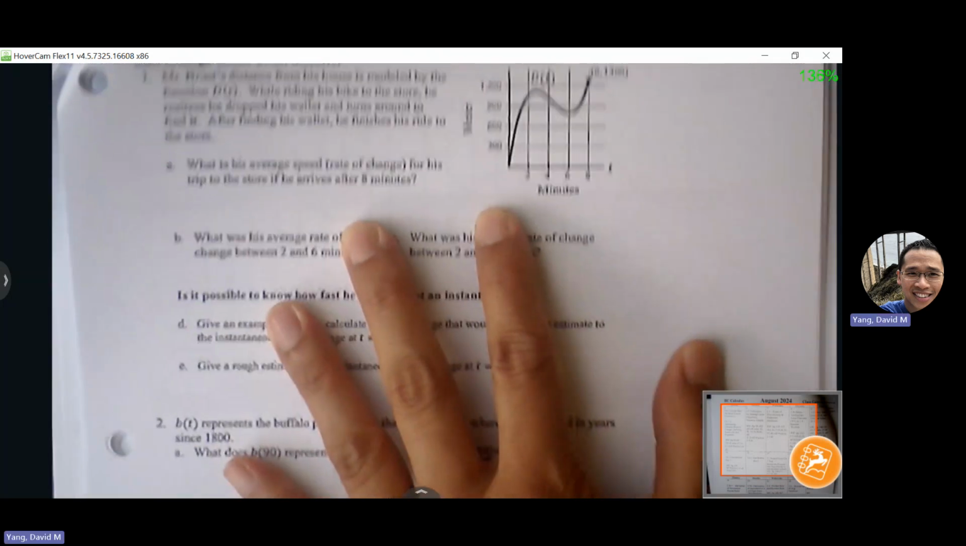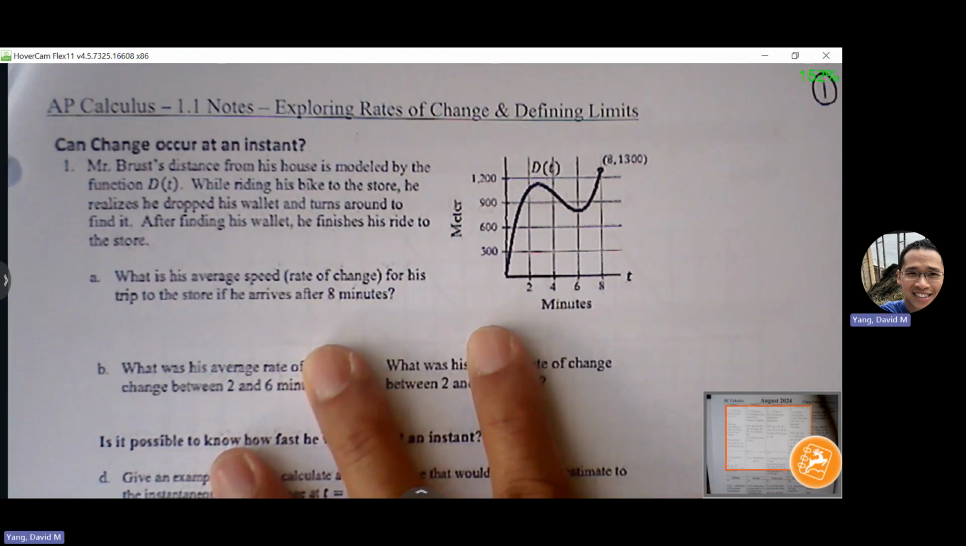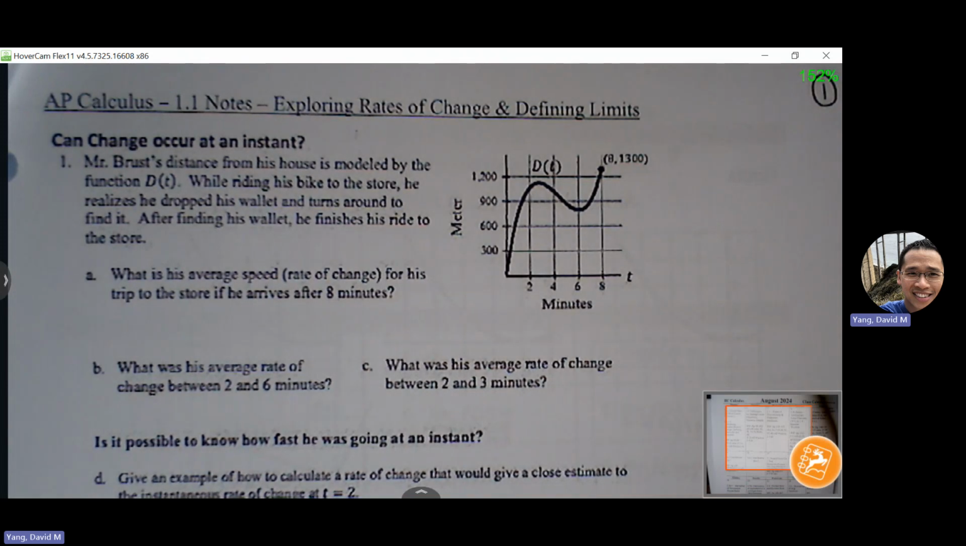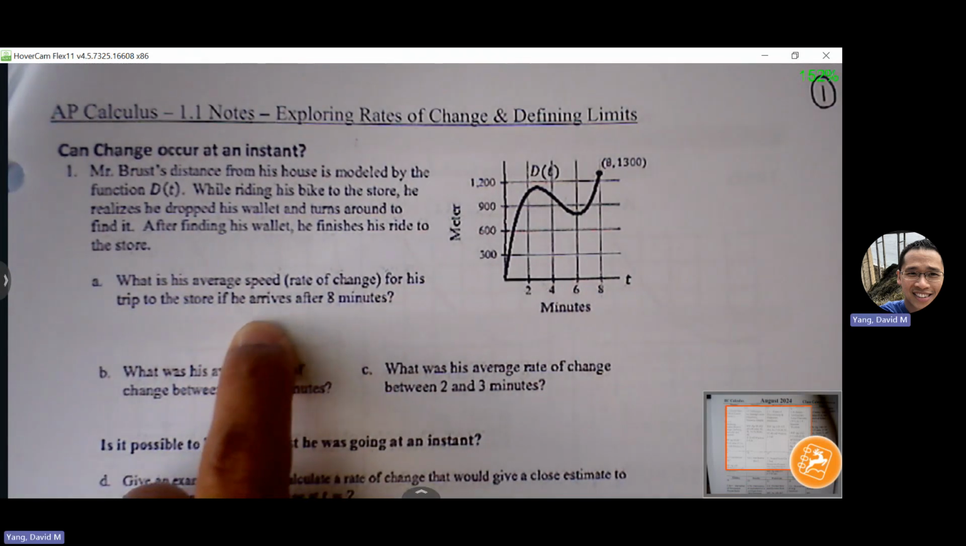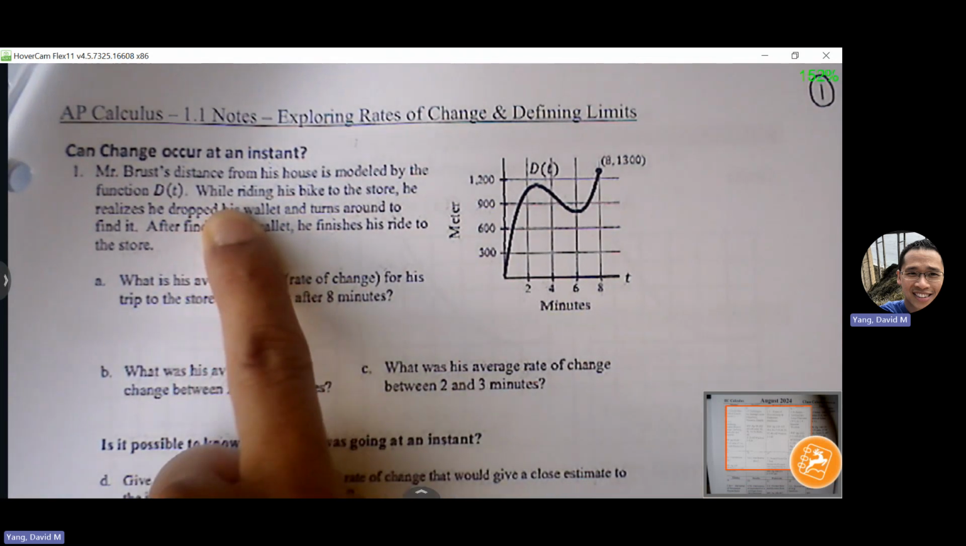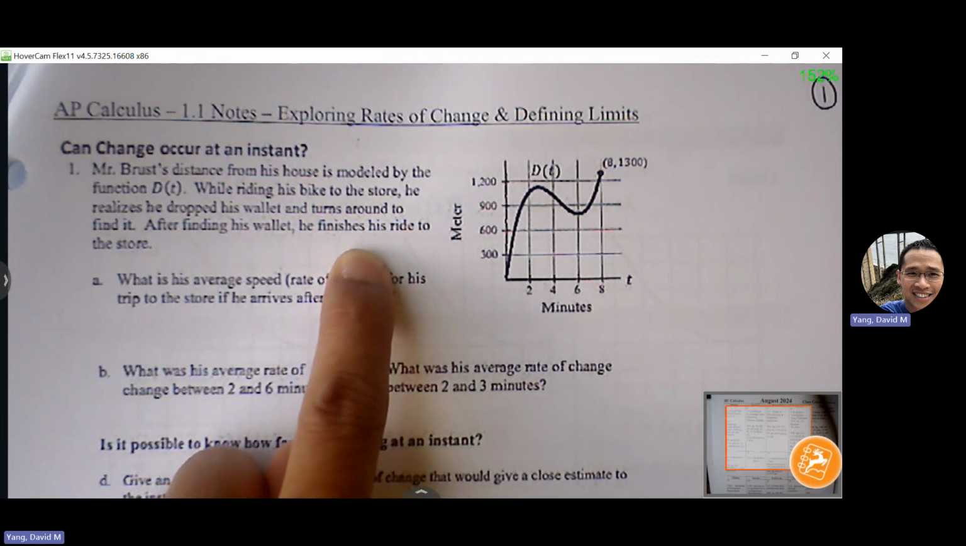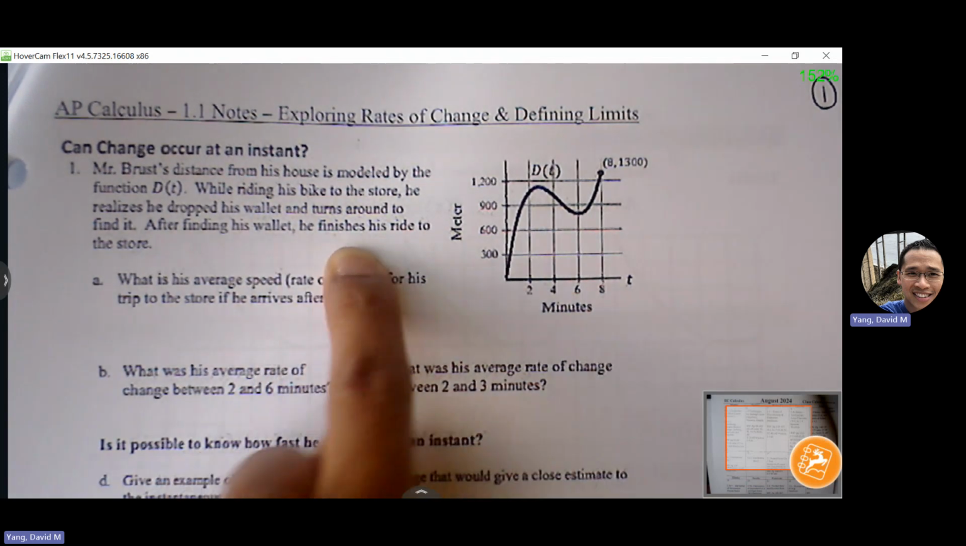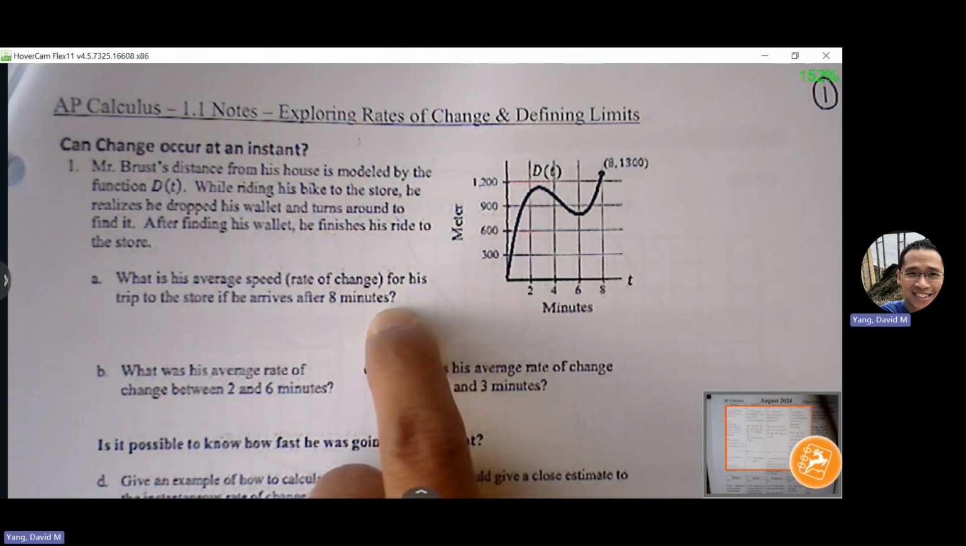All right, let me read through our first set of notes here. Okay, so Mr. thrust's distance from his house is modeled by the function d of t. While riding his bike to the store, he realized he dropped his wallet, and he turns around to find it. After finding his wallet, he finishes his ride to the store.